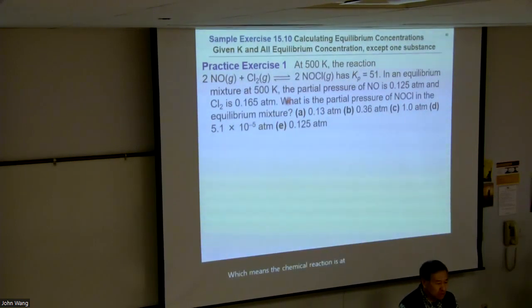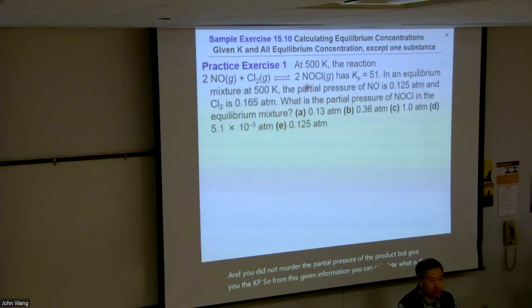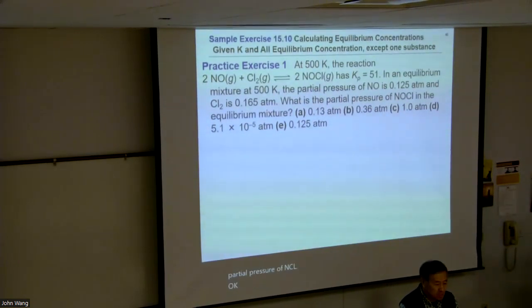Then you measure the partial pressure of this one, and you measure the partial pressure of this CO2, and you do not measure the partial pressure of the product. But from this given information, you can calculate the partial pressure of the product, right? So as you use this as a clear sentence, and as part of the finish is 2 minutes.